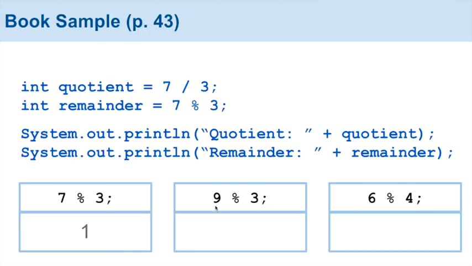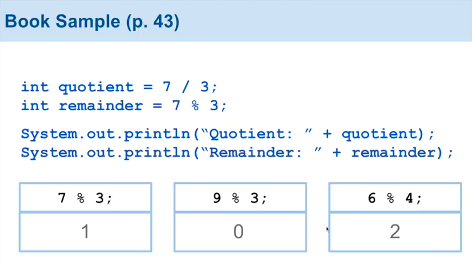So now we're going to try this one. 9 modulus 3. What do you think it's going to be? It's 0. So if you see something like this, then we know that 9 is divisible by 3. So this is a way to tell if something's divisible by another number. 6 modulus 4. 4 goes into 6 one time, and there's 2 left over. So 6 modulus 4 should give us 2, and it does.